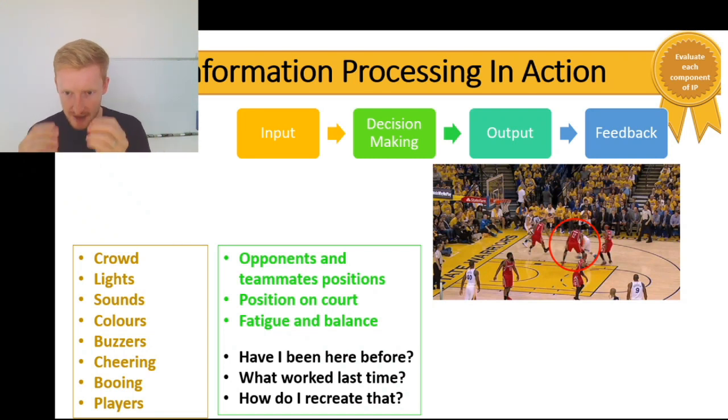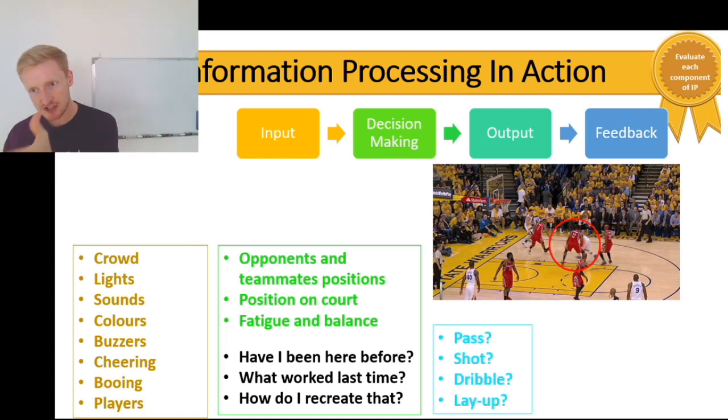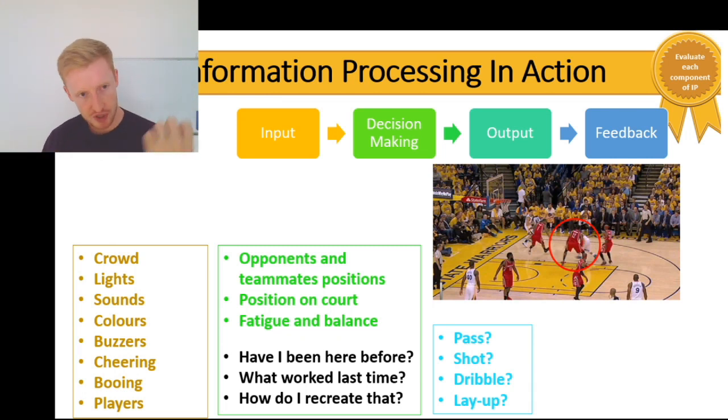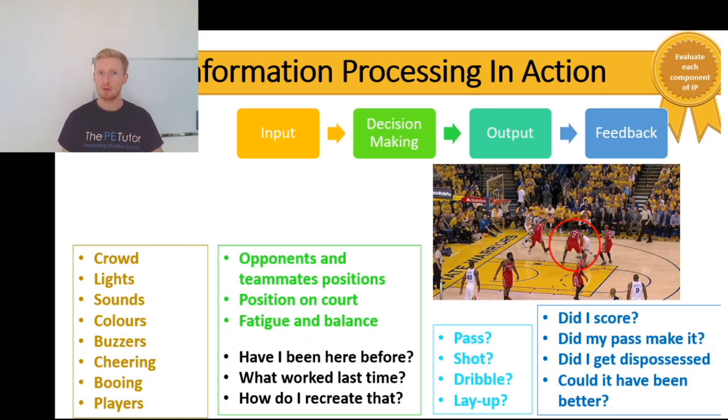So he's asking himself, have I been here before? What worked last time? How can I recreate that success? Goes to his long-term memory, picks out the best solution for this current set of stimuli, this current short-term memory environment, and he picks the best one out of a pass, a shot, a dribble or a layup. He makes the decision. He then executes it in his output phase, and does it work or not? If he passed it, did it reach my target? Did he go for a shot? Did it go in? Did he dribble in for a layup? Did he draw the and one foul?